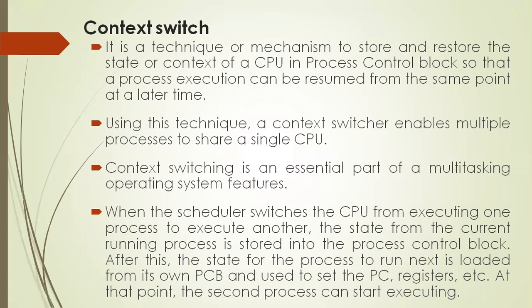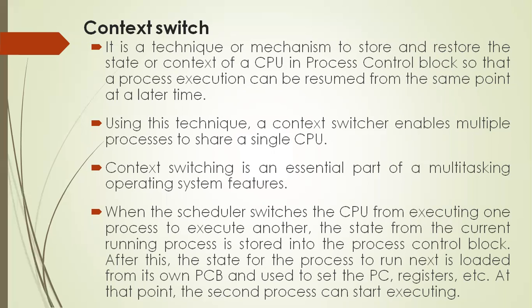When the scheduler switches the CPU from executing one process to another, the state of the current running process is stored in the process control block. After that, the state of the process to be run next is loaded from its PCB. Suppose there are two processes, P1 and P2. Your processor is currently executing P1. All of a sudden, the P2 process arrives. The priority of P2 is higher than P1.